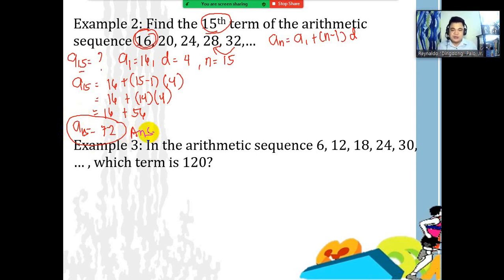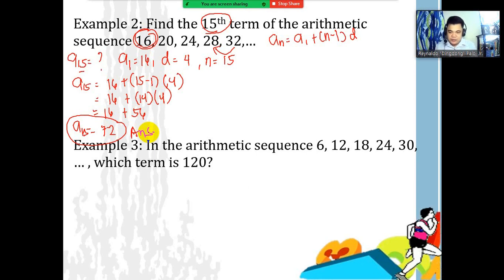Okay, that's how you will solve it. First, you need to identify what is the unknown value, identify the values that you need or the given values, then use the formula, then afterwards simplify using simple algebraic techniques. That's the time that you will be able to solve for the value of a sub 15.